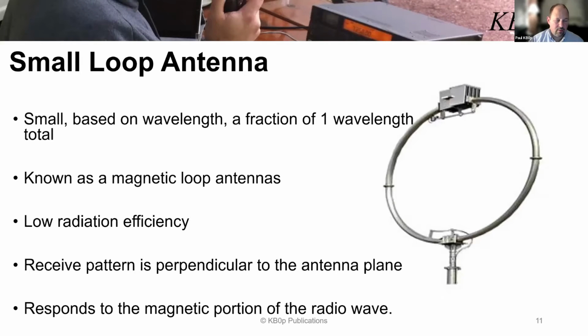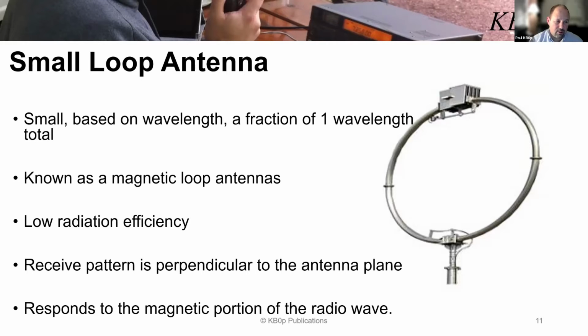All right, so now this is a small loop. So you can see physically it's much smaller. And a small loop is, again, based on the wavelength. So it's a fraction of a wavelength, maybe 1/10 of a wavelength or something very small. So for instance, an 80-meter loop, a full wave loop would be 272 feet. And maybe an 80-meter small loop used for receiving 80 meters might be 1/10 of that. Might only be 20 feet or something like that. Very small as far as wavelength is concerned.